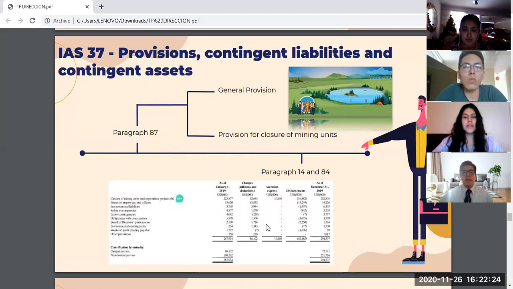in addition to increases in provisions. Given this, it can be stated that the mining company complies with paragraphs 14 and 84.